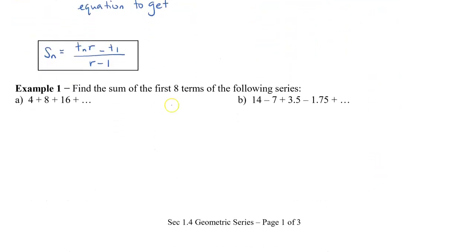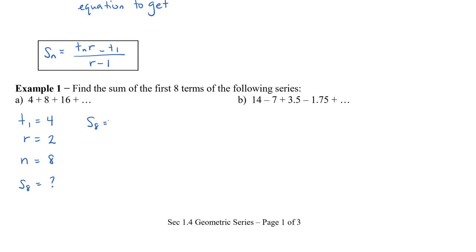So find the sum of the first 8 terms of the following series. We'll do this first one here where it's 4 plus 8 plus 16. So listing what we know, we can see that T1 is 4. R, the ratio, is 8 divided by 4, or 16 divided by 8, which gives us 2 in both cases. n is 8 because we want to find the sum of the first 8 terms, and then S8 is what we're looking for, so we don't know that.